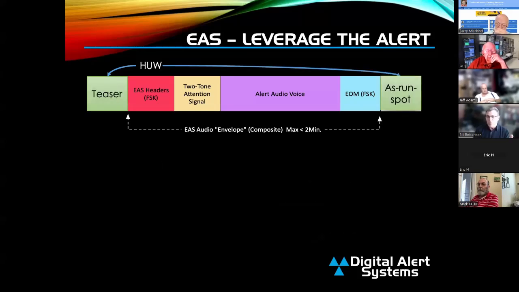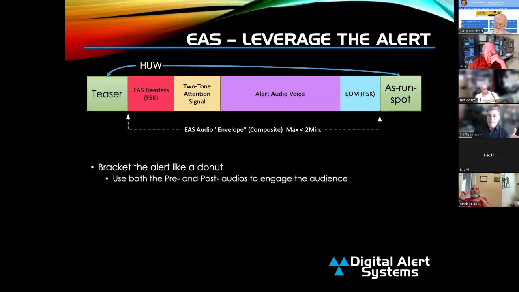But it also works with other things too, where we're not just putting it on the pre, but we could do it on the post. So for example, here, a hurricane warning. We could bracket the alert like a donut. I put this in the context of like a jelly-filled donut. We leave the jelly in the center, that's the audio envelope, but we can bracket it on both sides.